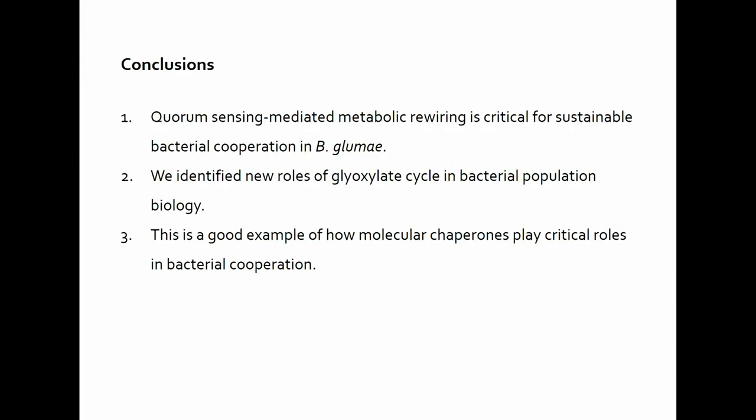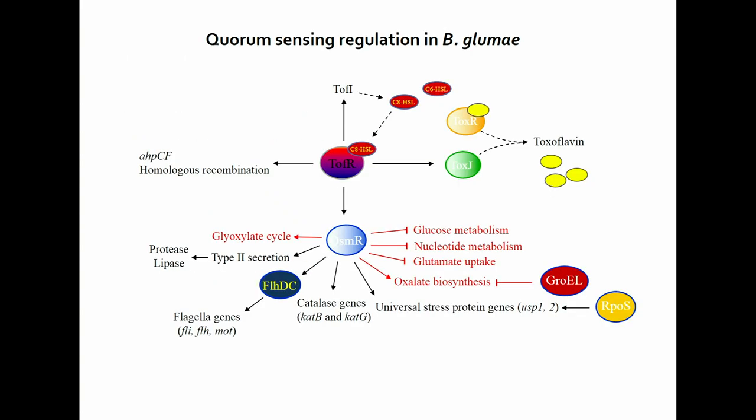Okay, so this is the conclusion based on that experiment. Quorum sensing mediated metabolic rewiring is very, very critical to sustain bacterial cooperation in Burkholderia glumae. And we identified new roles of the glyoxylate cycle in bacterial population biology. And this is one good example of how molecular chaperones play important roles in bacterial cooperation. Okay, so here again, the red things are what we relatively recently added to this quorum sensing circuit. Right, so this QSMR activates the glyoxylate cycle, but represses glucose metabolism and nucleotide metabolism and also glutamate uptake.